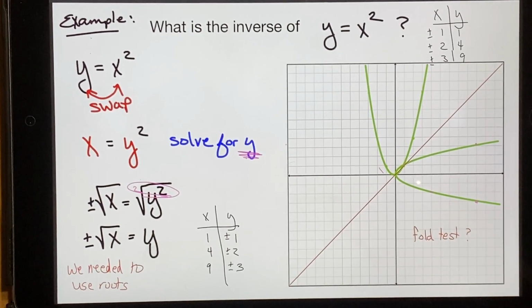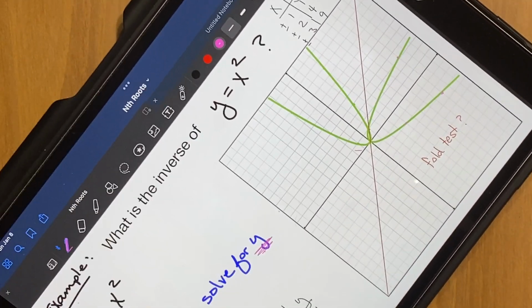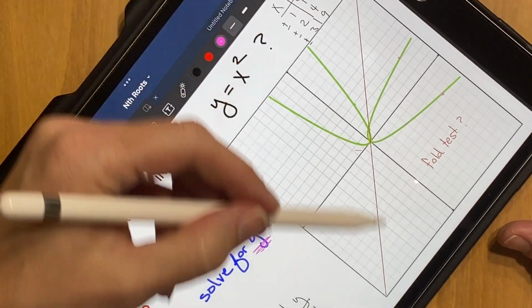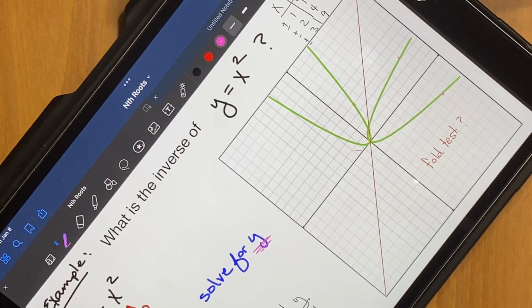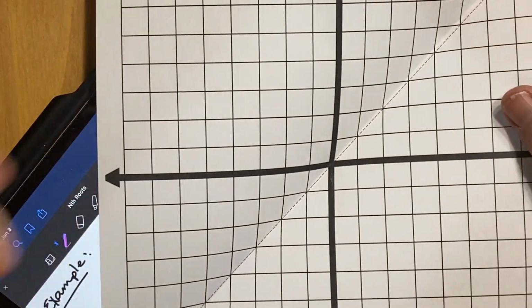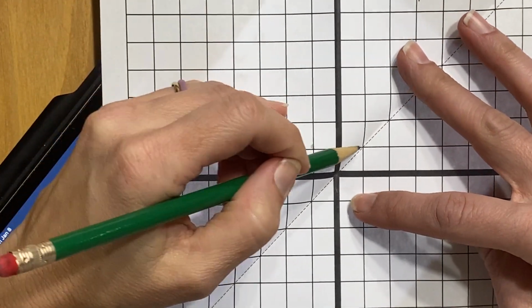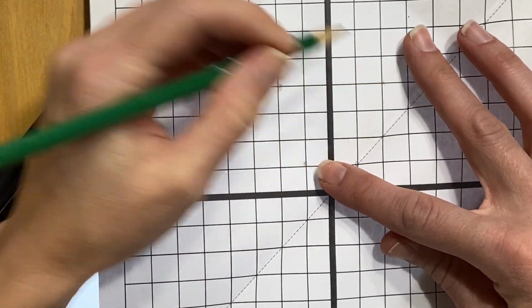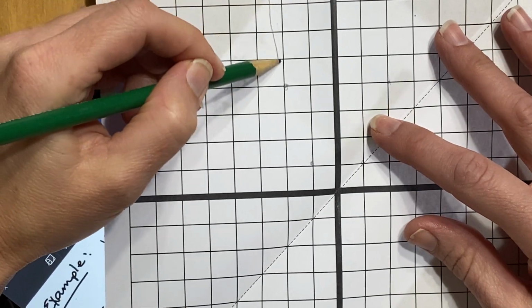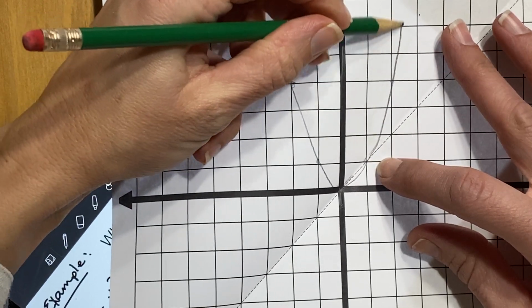So then let's look at that along the fold test. If we were to turn it here, so I'm now vertical and I fold it in half, would that be true? So let's just work it out on here. Initially I have 1, 1, 2, 4, 1, 2, 3, 4, okay. And I have this nice parabola.